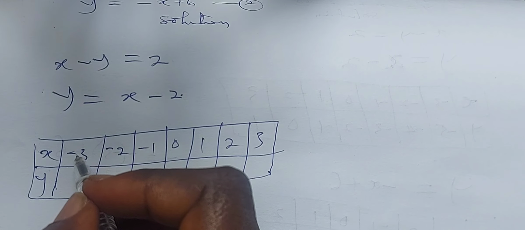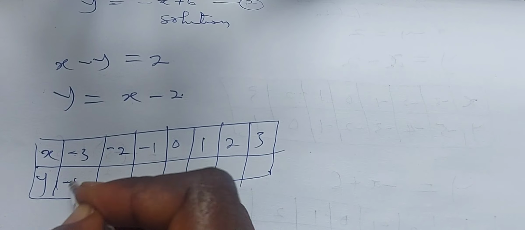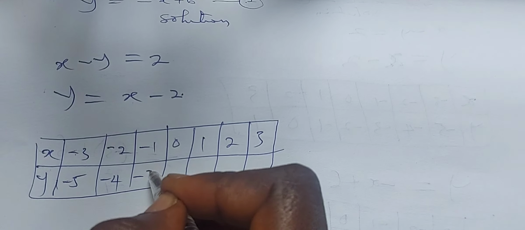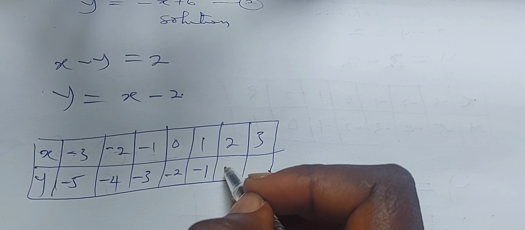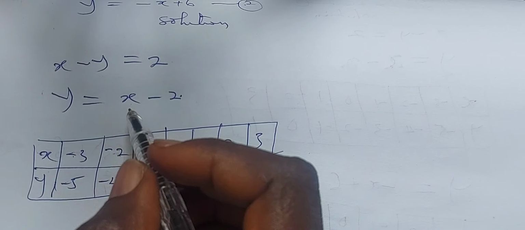Okay, so when you put minus 3 here, you have minus 3 minus 2, you have minus 5. Put minus 2, you have minus 4. Put minus 1, you have minus 3. You put 0, minus 2; 1, minus 1; 2, 0; and 3, 1. That is for this one.